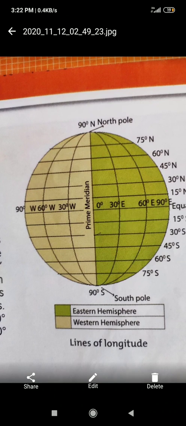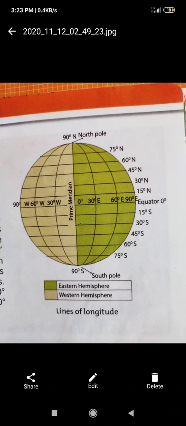So here students, the right side of the prime meridian is the eastern hemisphere, and the left side of the prime meridian is the western hemisphere. Meridian is another name for longitude. We can call them longitudes or meridians, the same way we call latitudes and parallel lines. Understood? The prime meridian is exactly at the center.